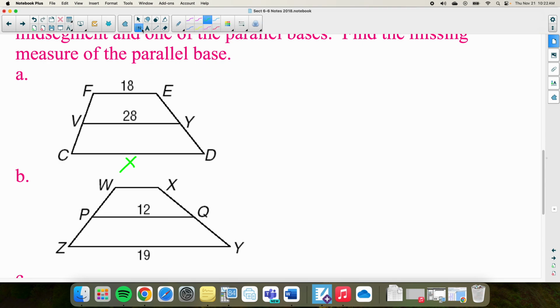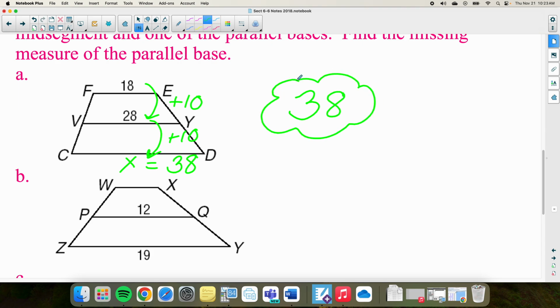So when I do these, you could write an algebra equation, but what I do is I start at the one base and I ask myself, do I add to get from 18 to 28? And yes, or do I subtract? And I add, and then I just look at how much am I adding? From 18 to 28, I have to add 10. So then I'd add 10 again, and 28 plus 10 is 38. And that would be your answer. And you always start at the base, whether it's on the top or the bottom.